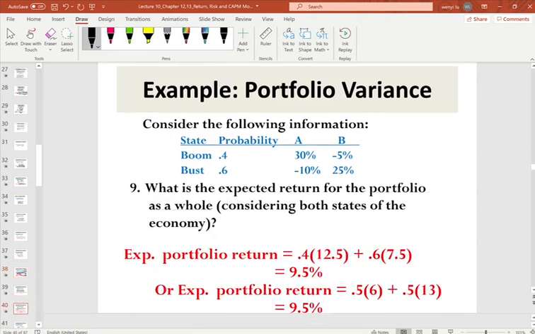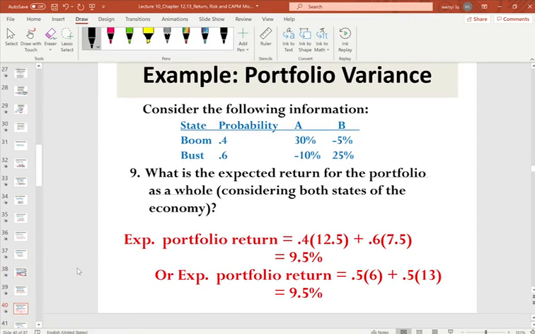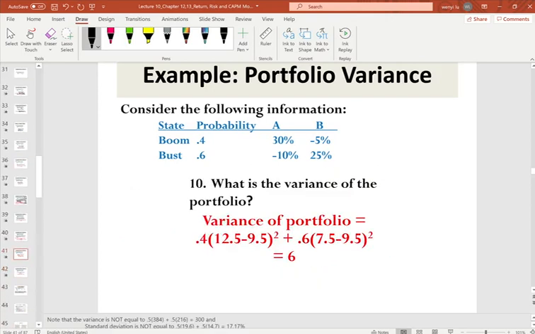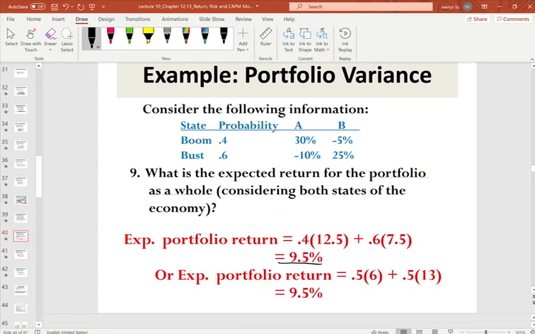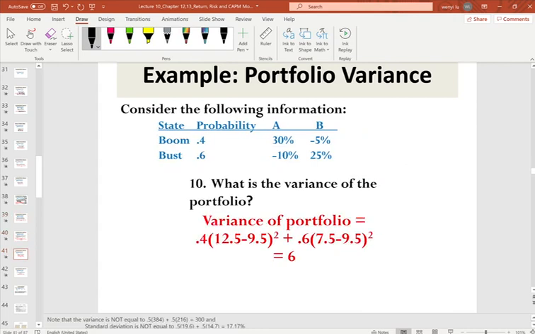You can see here we already got 9.5%. Solved, just like we did before. And also we can solve the portfolio's risk. How do we solve a portfolio's risk? We solve the risk for each stock, then we combine them together.